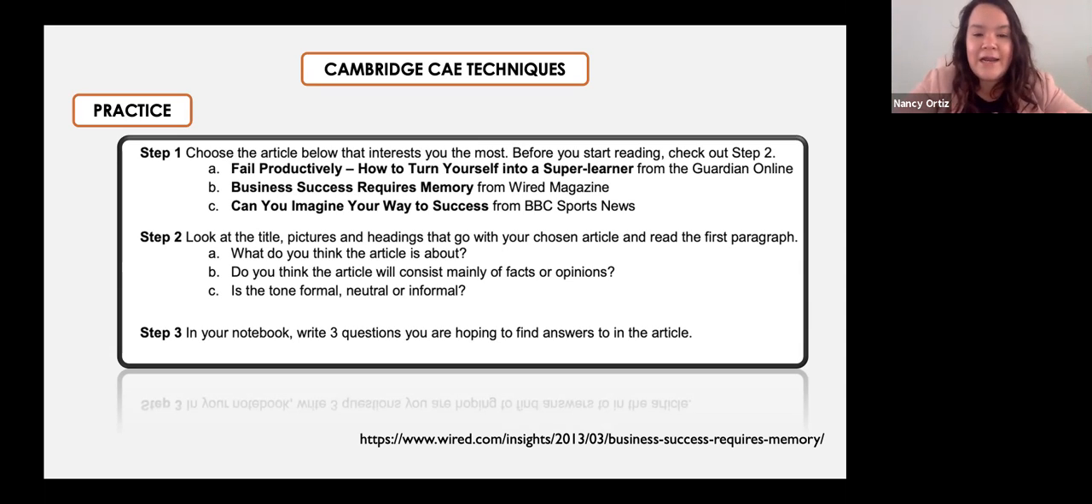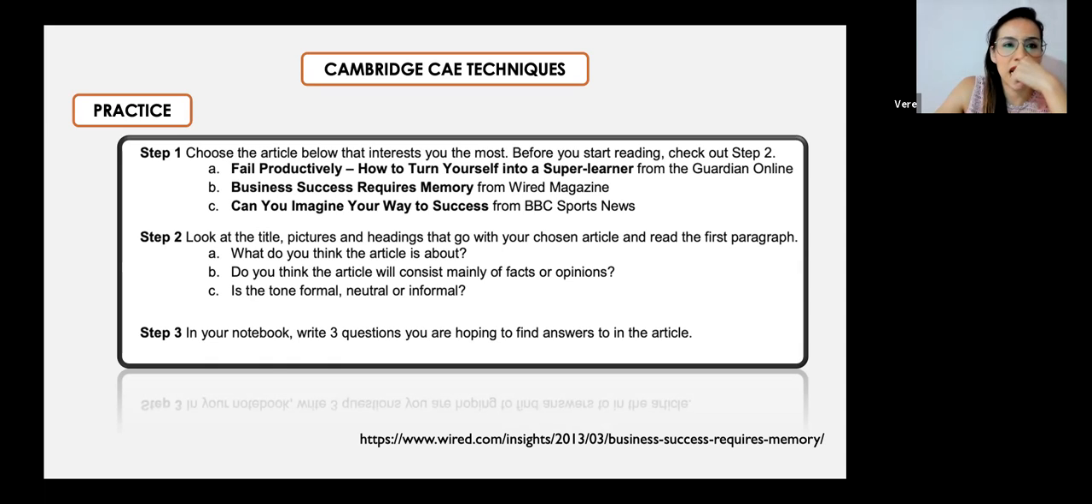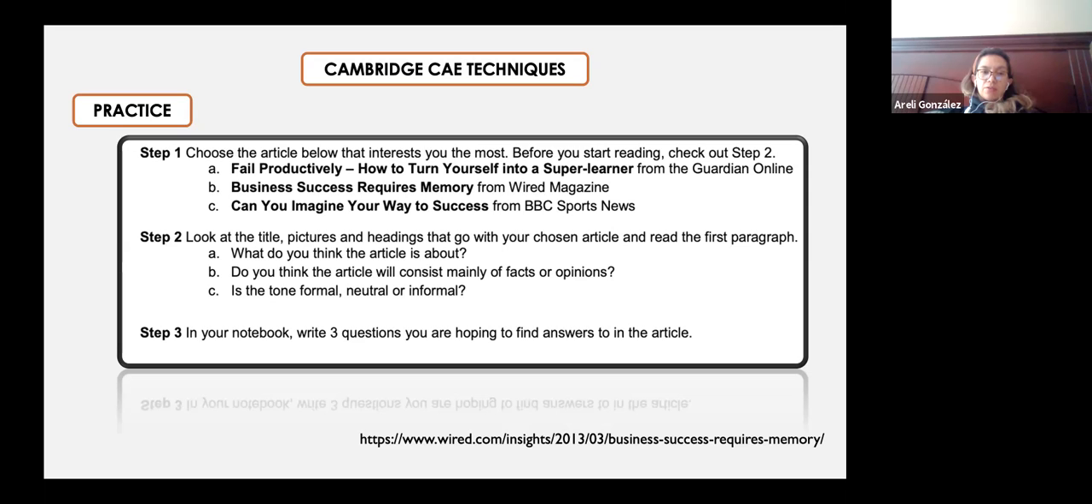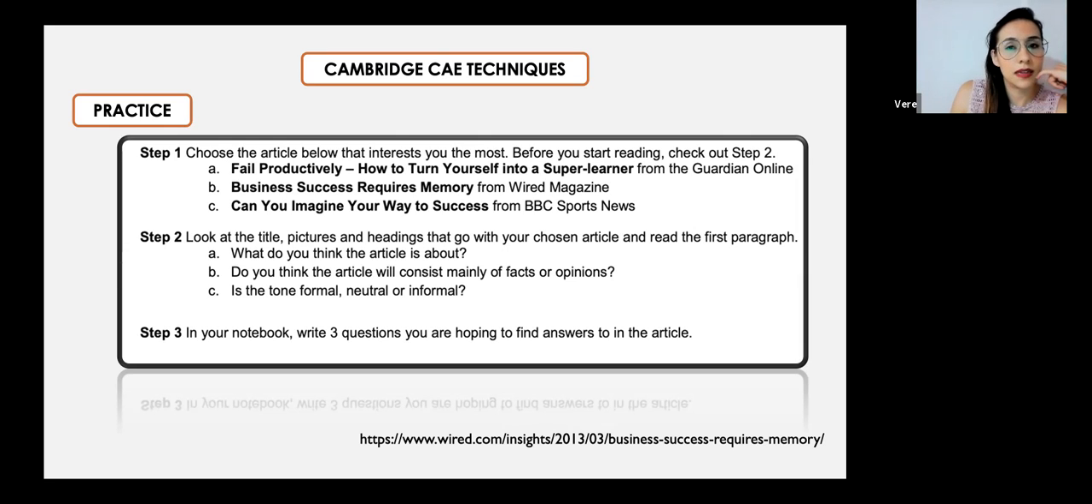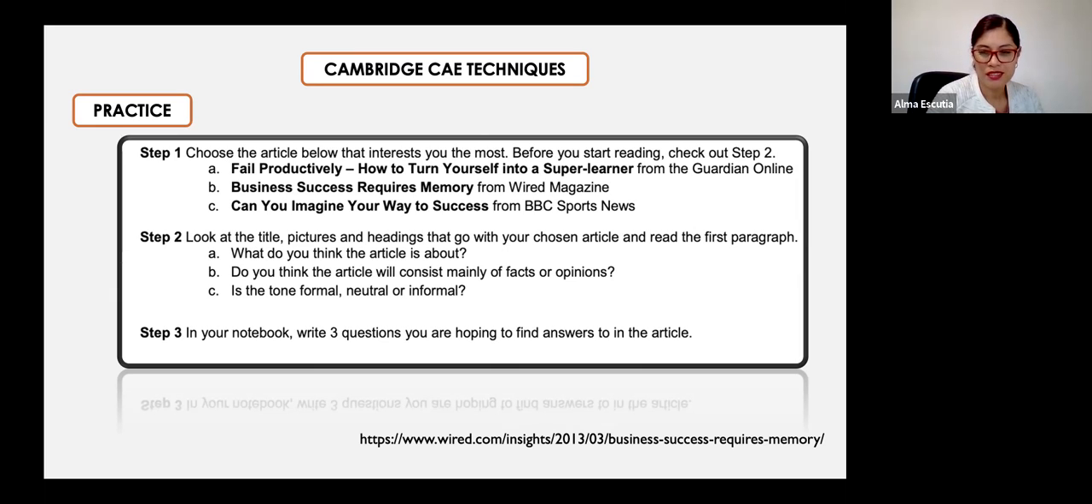B, do you think the article will consist mainly of facts or opinions? I think both, but mainly most of the things are going to be facts. Okay, I agree. Okay, you agree. All right. Finally, is the tone formal, neutral, or informal? Formal. Formal. Okay. I think it's neutral. Okay. Let's see.